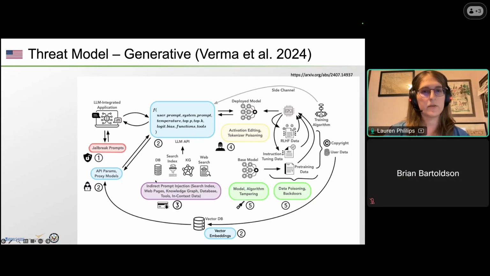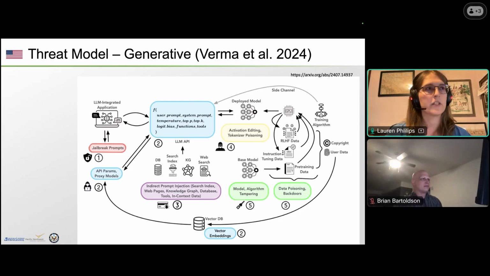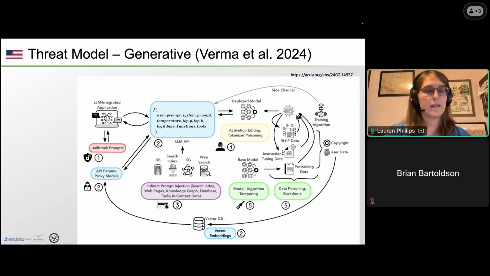If you have access to data that can be incorporated in, such as a PDF, knowledge graph, or other database, then you can do indirect prompt injection, which is an increasingly popular style of attack. And then 4 and 5 here are, if you have the model itself, what can you do to attack it? So this would be like a Llama style model that you download and run on your own machine. So all of these are possible threats.